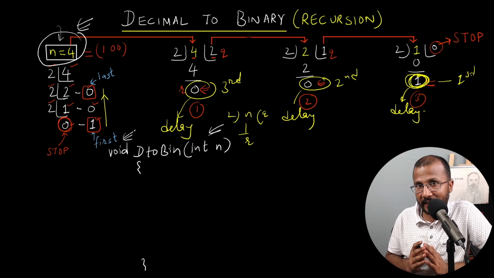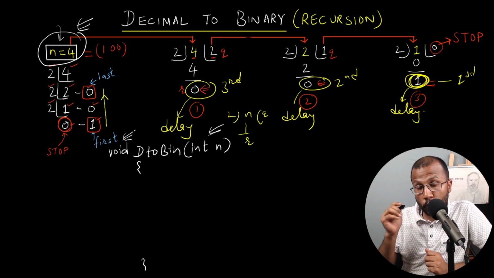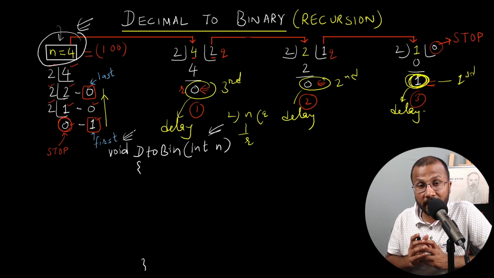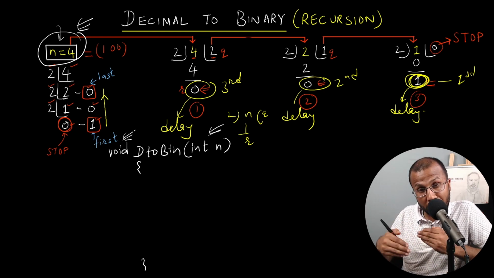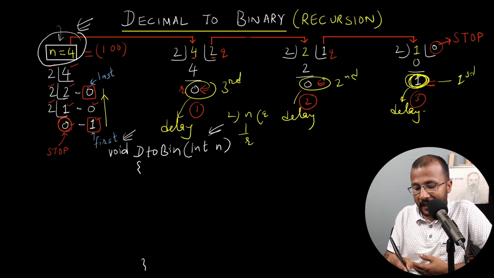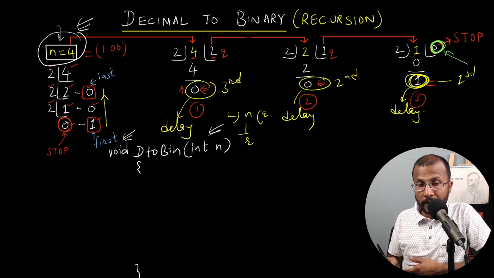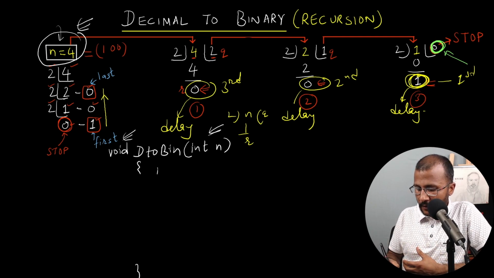This you have already decided. Okay. Now step number 2 is you will have to think of the base condition, right? What is the condition that will help you to stop this repetition? In this case, I'm stopping whenever my quotient becomes 0. So if my number n becomes 0, I'll stop the recursion.